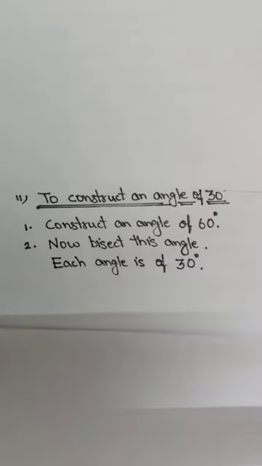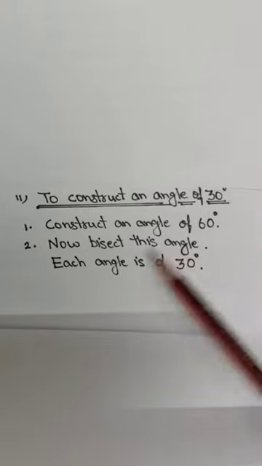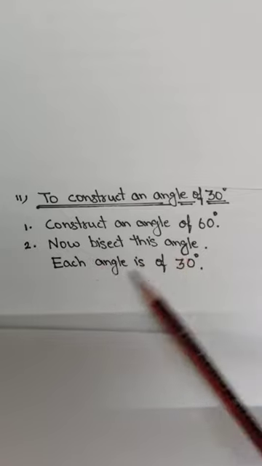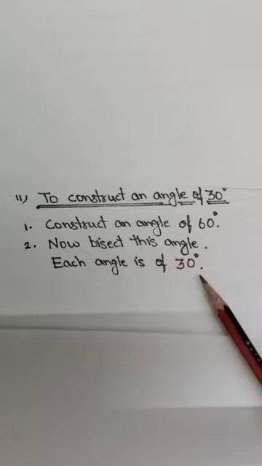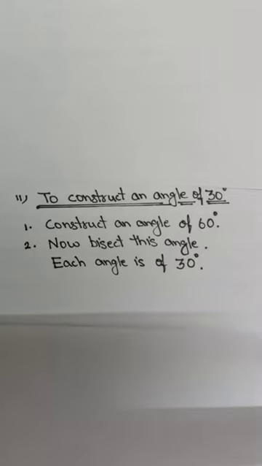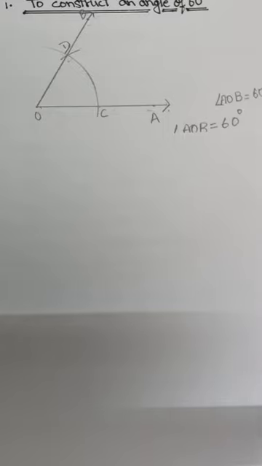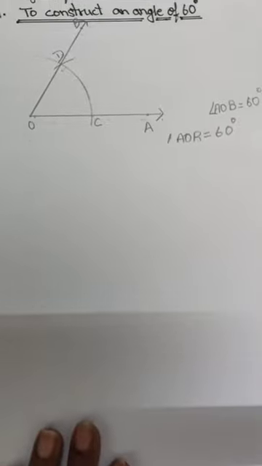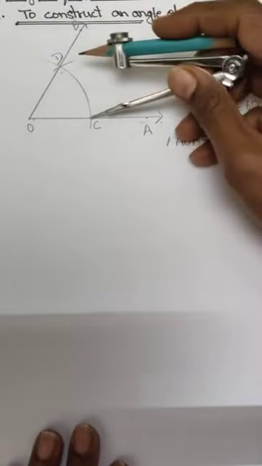Now next we have to construct an angle of 30 degree. See how we will construct. First of all, we have to construct an angle of 60 degree as we have done just now. After that we will bisect this angle. Each angle is of 30 degree. We had done this earlier also, where we did the angle bisector. So first of all we will draw the angle of 60 degree and then do the bisector of that angle. Let me tell you in this question only, where we have drawn the angle of 60 degree, how to bisect the angle to make it 30 degree.